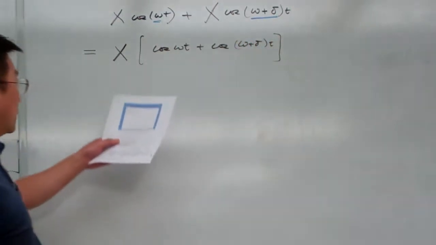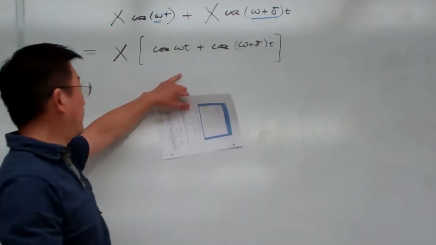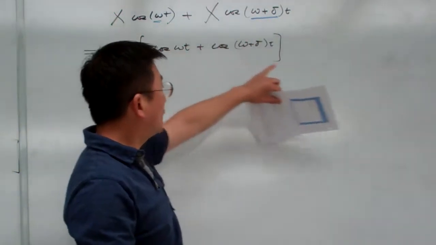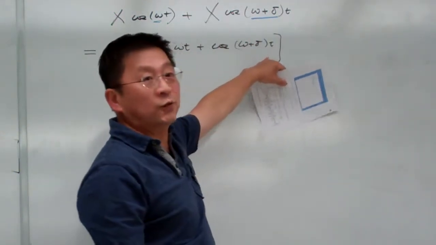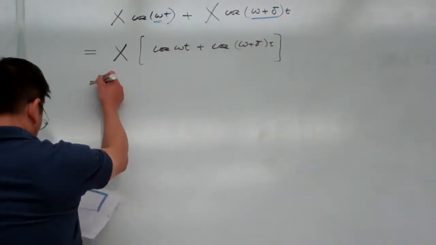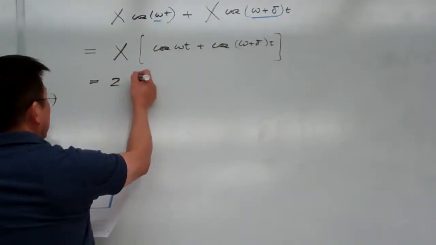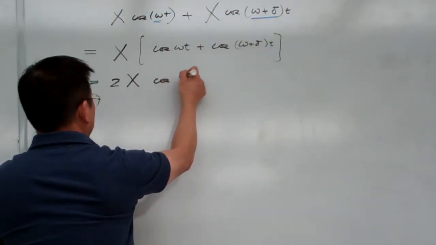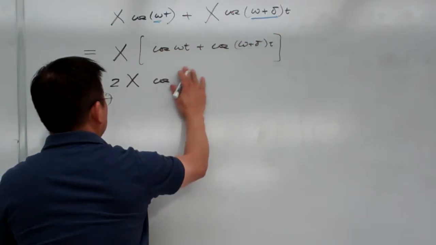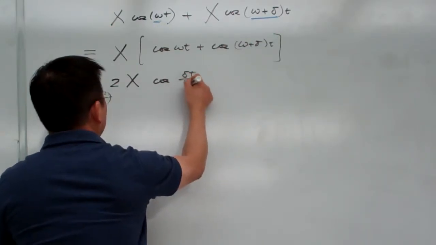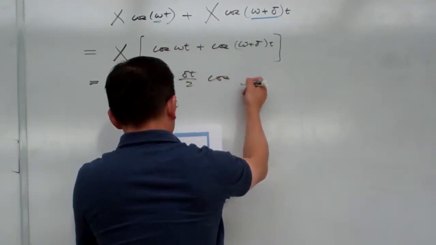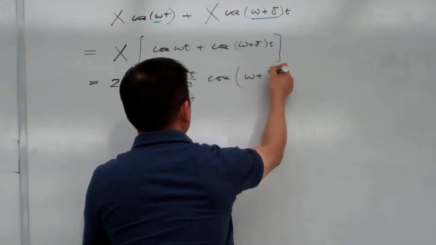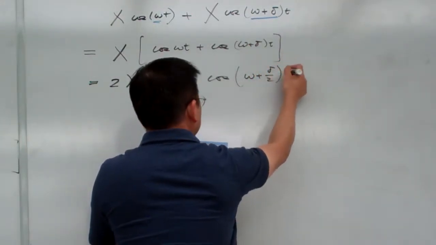Hopefully you can compare. For this comparison, A equals omega t and B equals this one. So we simply plug in, and that will be equal to 2X cosine of delta t over 2, times cosine of (omega plus delta over 2) t.